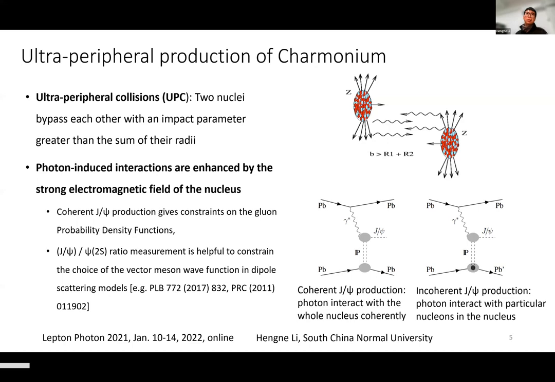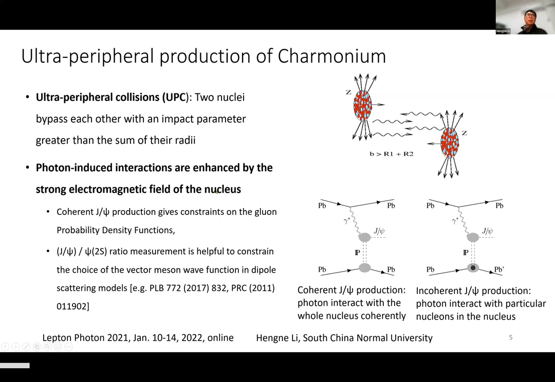We call it coherent J/psi production, in which a photon interacts with the nucleus as a whole, coherently. So basically, you're exchanging 2 gluons. And the other one we call incoherent. Basically, the photon exchanges a pair of gluons with one of the nucleons. And in the latter case, the nucleus just breaks up. So this kind of analysis can be very helpful to study the gluon probability density functions in the nucleus.